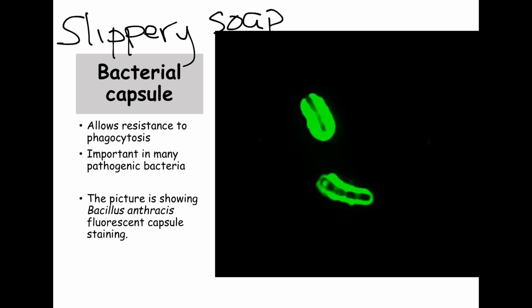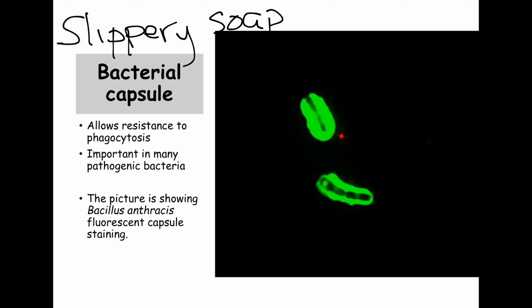If you take a look here, this is a fluorescent staining of the capsule that surrounds the bacteria. A lot of pathogenic bacteria have this. This particular organism, Bacillus anthracis, causes anthrax. So if a phagocytic cell tries to come along and engulf it, you remember, it's like the slippery soap. It will slip out of your hand if you were trying to pick up a soap.